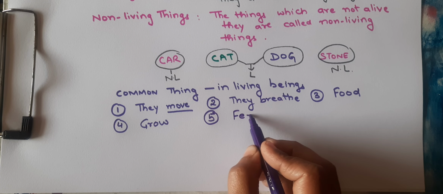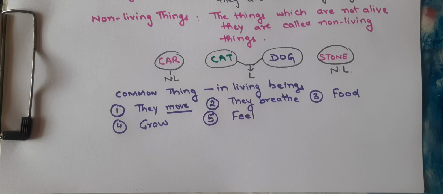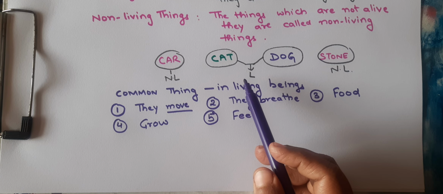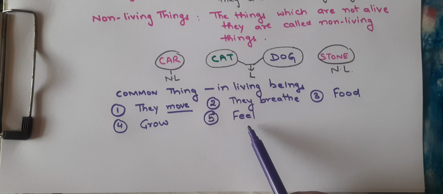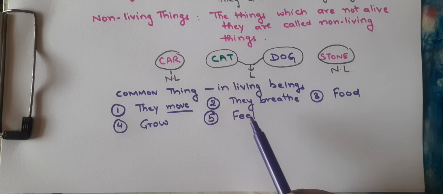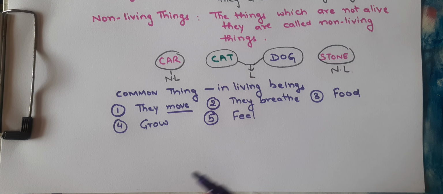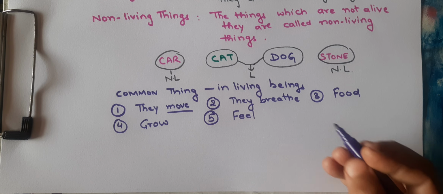Feel. Okay. So if you throw a stone on a cat, the cat will run away. Why? Because it feels the pain, it feels the danger. However, if we throw a stone, the stone will stay there only. So because the cat is living, she can feel the pain and she will run away.